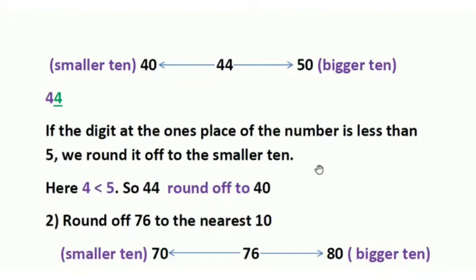Here, 4 is below 5, so we round off to the smaller 10. Here 4 is less than 5. So 44 rounds off to 40.